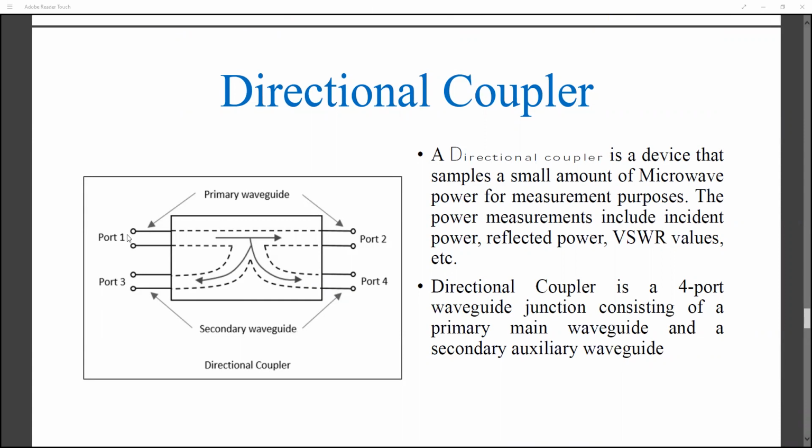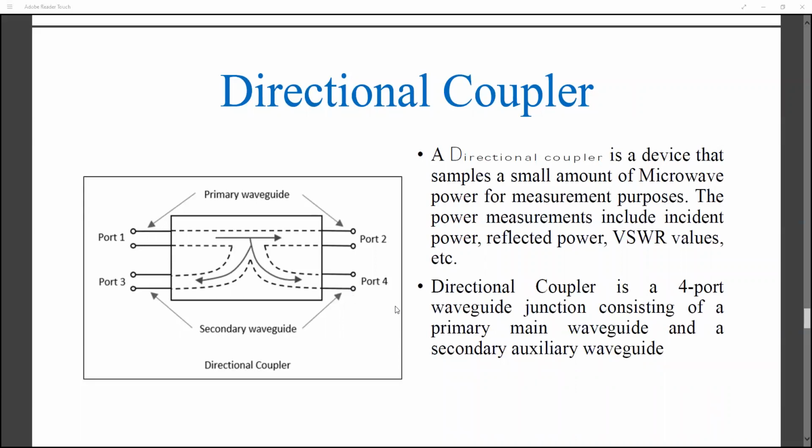Port 1 and port 2 are the collinear arms, port 4 is the forward port, and port 3 we can terminate. It is always terminated. In the secondary waveguide, any one of the ports is always terminated. So for our clarification, let us assume that port 3 is always terminated. Port 4 is the coupled port.